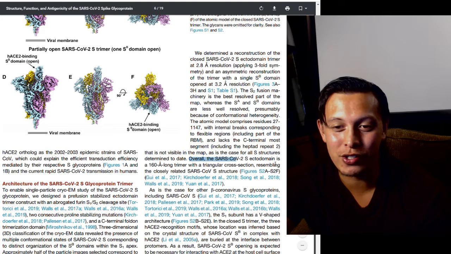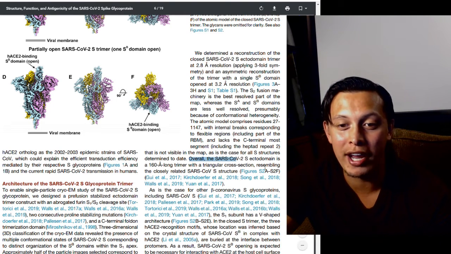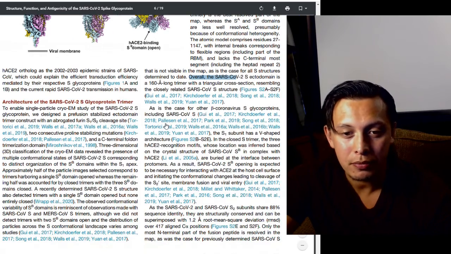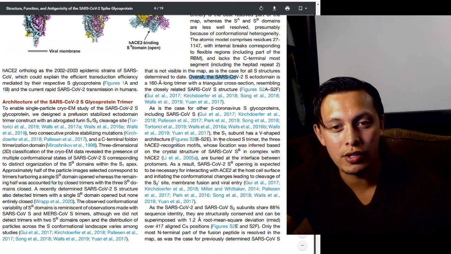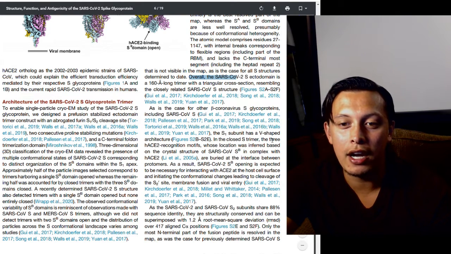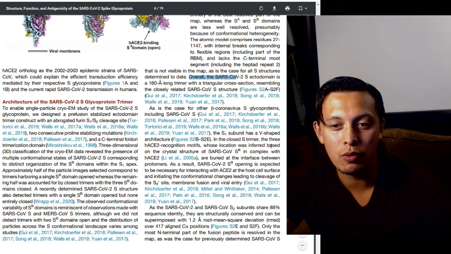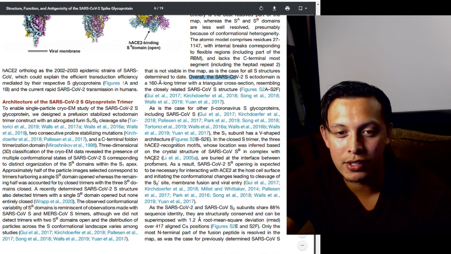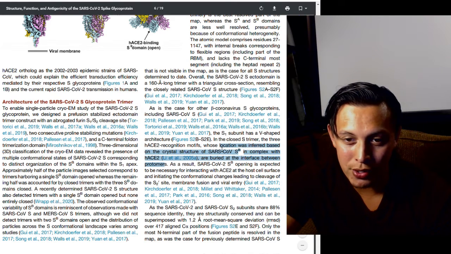Overall, the SARS-CoV-2 S ectodomain is a 160 angstrom long trimer with a triangular cross-section, resembling the closely related SARS-CoV S structure. As is the case for the other beta coronavirus S glycoproteins, including SARS-CoV S, the S1 subunit has a V-shaped architecture. In the closed S trimer, the three human ACE2 recognition motifs, whose location was inferred based on the crystal structure of the SARS-CoV SB in complex with hACE2, are buried at the interface between protomers.